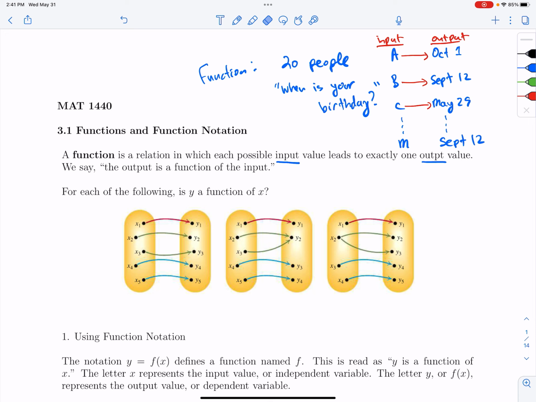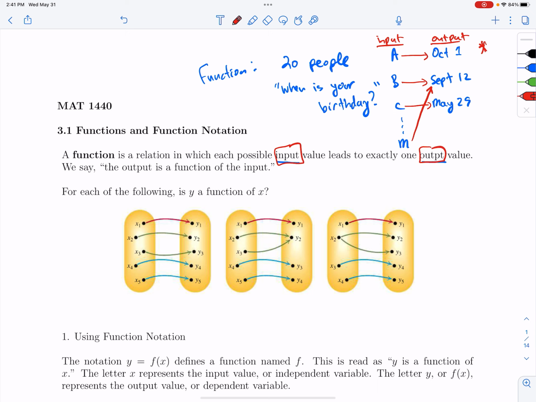Now, because person M also had the birthday of September 12th, two people would point to the same output. That is okay. This would still represent a function. It's just a different type of function where each output is coming from only a unique input, and we'll talk about what that represents. But for something to be a function, each input goes to one output.